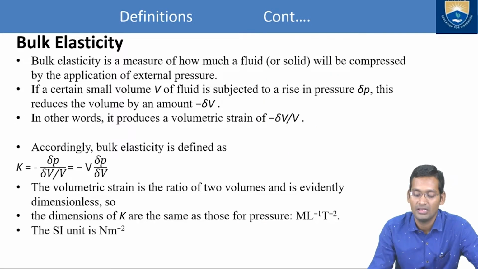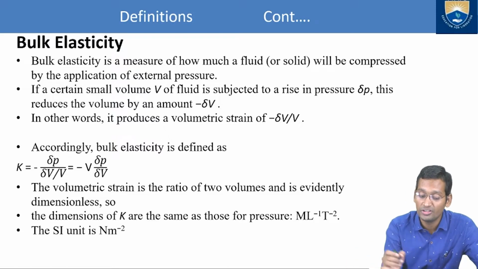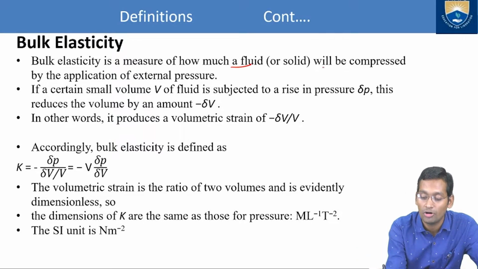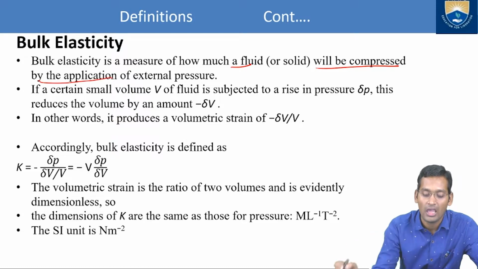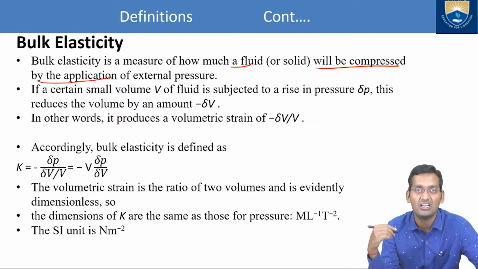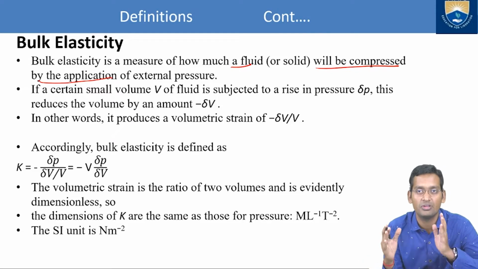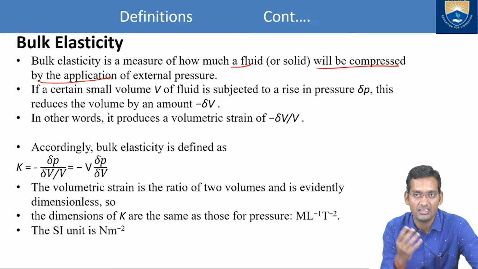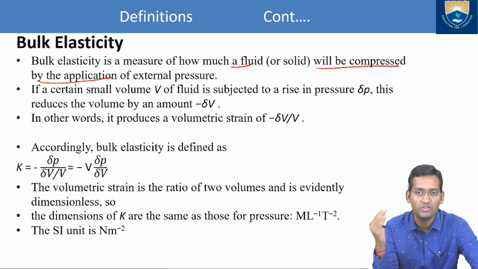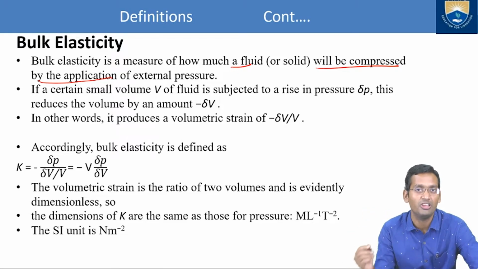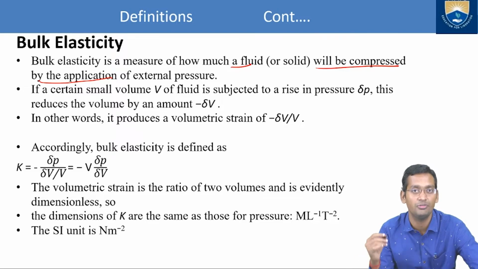Now bulk elasticity. It is a measure of how much a fluid or solid will be compressed by the application of external force. If we can compress something, based on that we can say this one has that much bulk elasticity. Like suppose iron, we cannot compress iron more. But a sponge we can compress too much. Water is an incompressible fluid, but we can compress a very small amount of water, still we consider it an incompressible fluid.